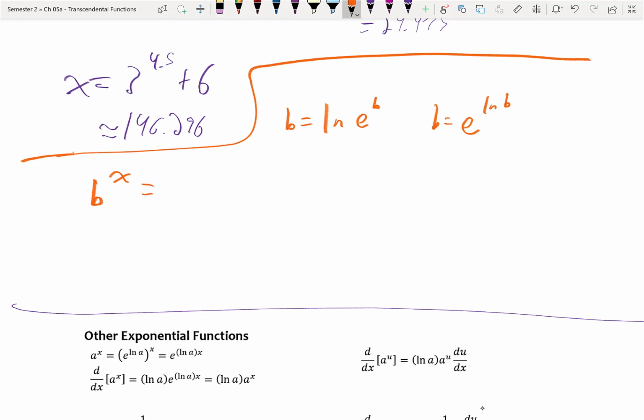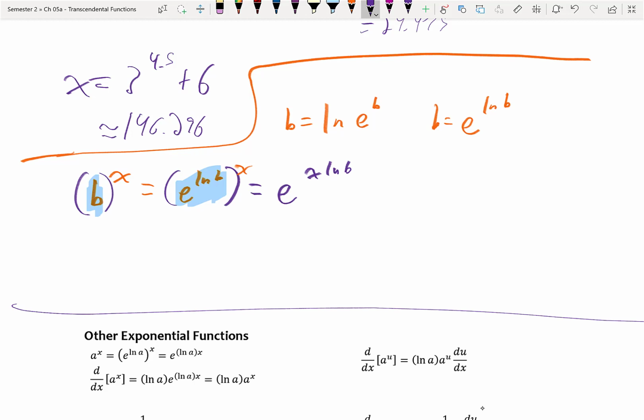Because what I'm going to do here is replace this b with e to the ln of b, and then raised to the x, because there was that x before. So do you see the substitution that I did? B became e to the ln of b. Now, what do you do when you raise a power to another power? What happens to the powers? Multiplied. So this becomes e to the x ln of b.